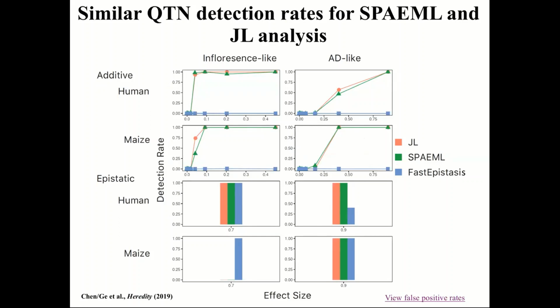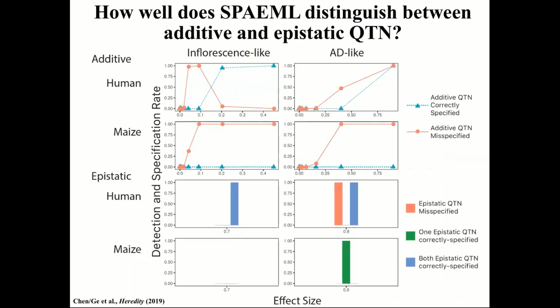So the take-home message of this graph is that we are observing similar QTN detection rates between spamel and joint linkage analysis. That's great. Our next question we wanted to ask was, how good of a job does spamel do with distinguishing between additive and epistatic QTN?